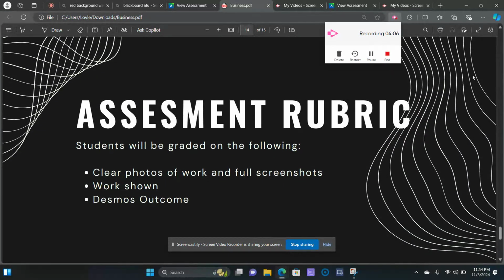Assessment rubric. Students will be graded on the following 3 criteria: clear photos of their work and the problems that they solved, as well as full screenshots of their entire screen where they got the problem on Desmos. They will be graded on the work that they showed, including on if they were right or not about the answer, as well as if they at least went in the right direction with the work that they showed. They will also be graded on the outcome that they received on Desmos by putting in their answers and their problems.